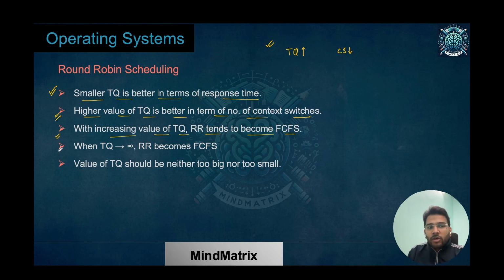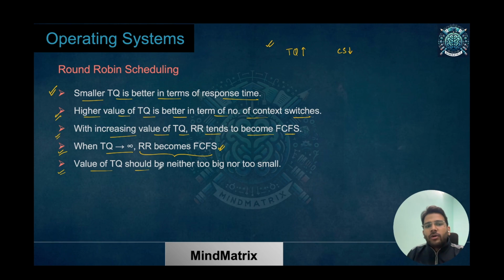And when your time quantum is very huge, tends to infinity, then in that case your round robin will become FCFS. Whichever process arrives first in the ready queue, you are going to schedule it almost till its completion, if time quantum is very huge.